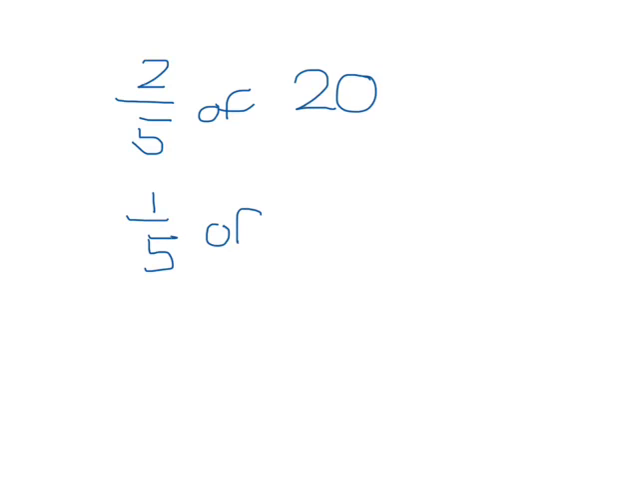Let's try another example. Let's see what you think 2/5 of 20 is. We'll find 1/5 first. 1/5 of 20 means you divide 20 by 5. 1/5 of 20 equals 4. But you don't have 1/5, you have 2/5 they want to know. Well, 2/5 is going to be twice that amount. So 2/5 is going to be 8.